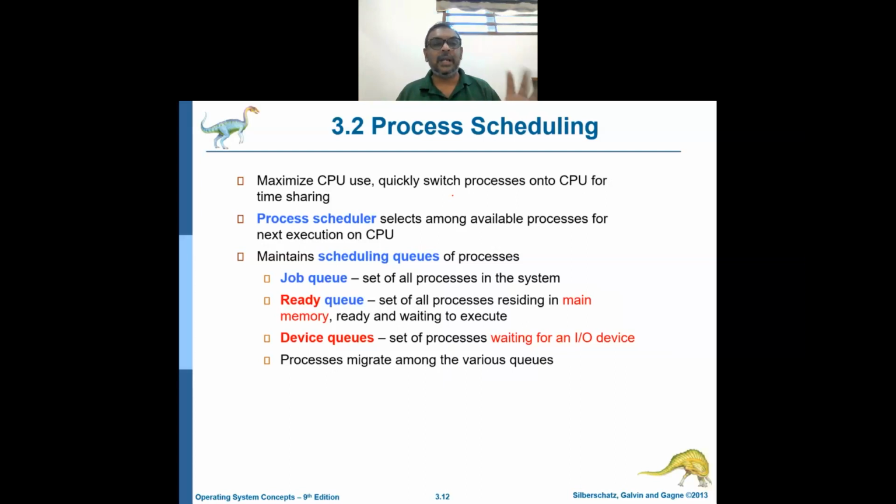So inside the ready queue is the set of all processes residing in the main memory, ready and waiting to execute. And then there's another queue, which is called the device queue: the set of processes waiting for an input-output device. So the device queue keeps all the processes which are waiting for input-output. That's important. The CPU scheduler will choose between two types of process.